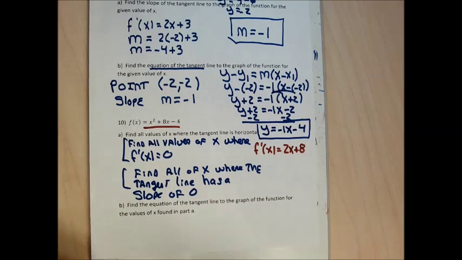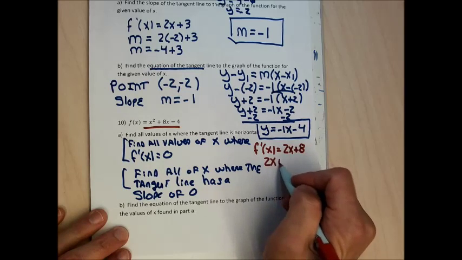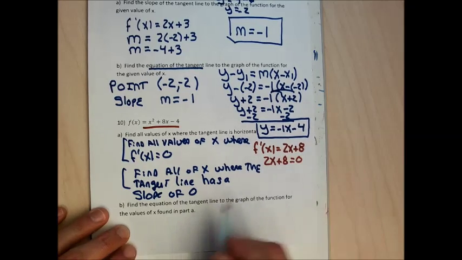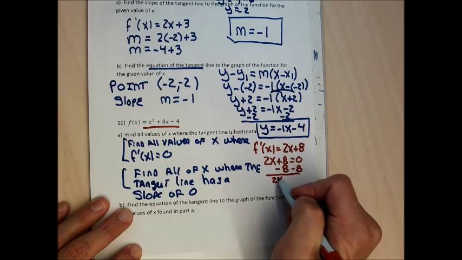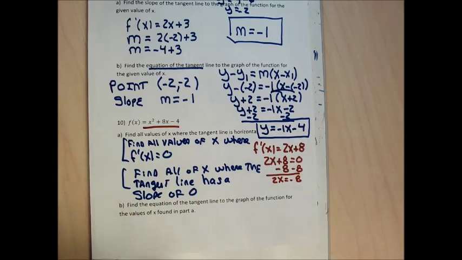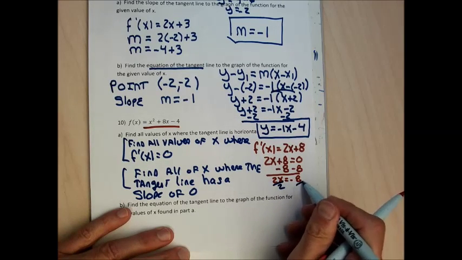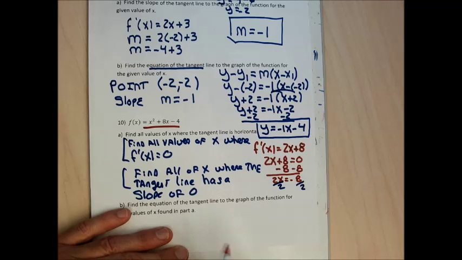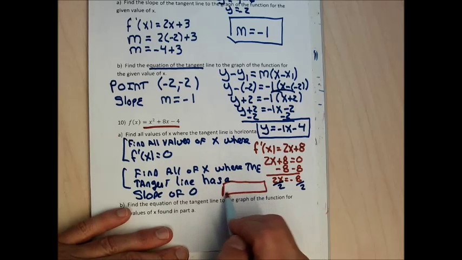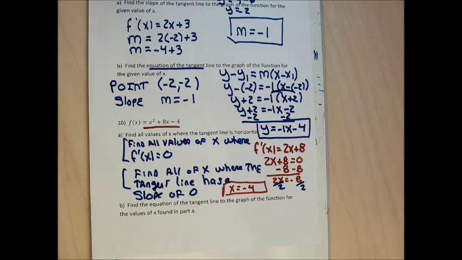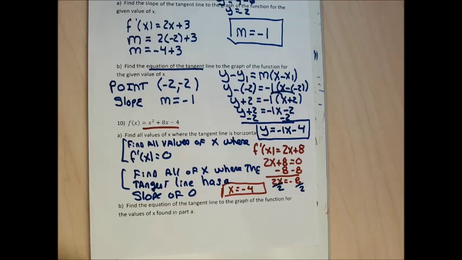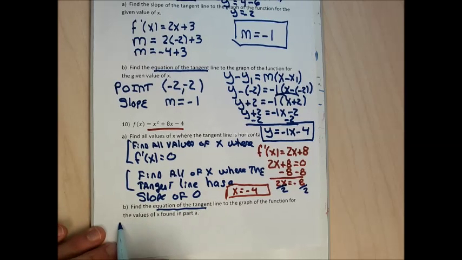To answer the question to part A, I take the derivative and set it equal to 0. And I do the algebra that's necessary, and the answer to part A is going to be x equal to -4. That's what I get when I find the derivative and I set it equal to 0. Done with part A, I'll move on to part B. Part B wants me to find the equation of the tangent line, and to find an equation for a tangent line, I always need a point and a slope.